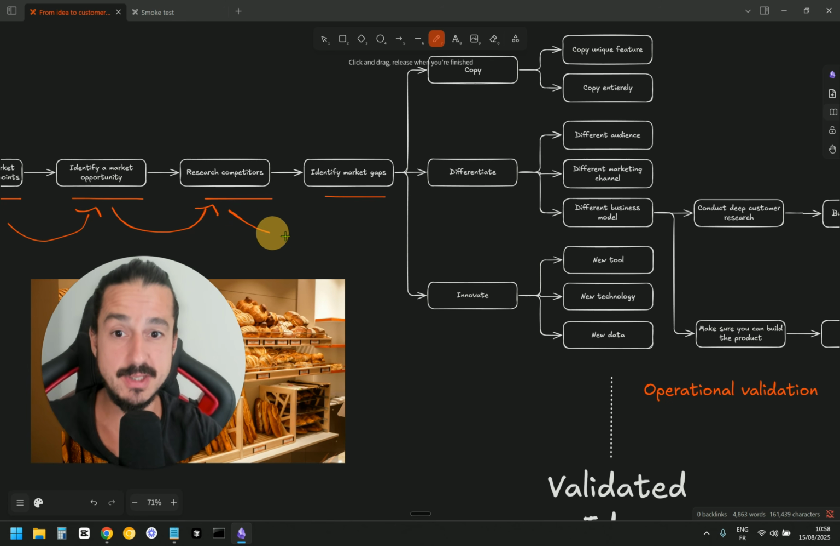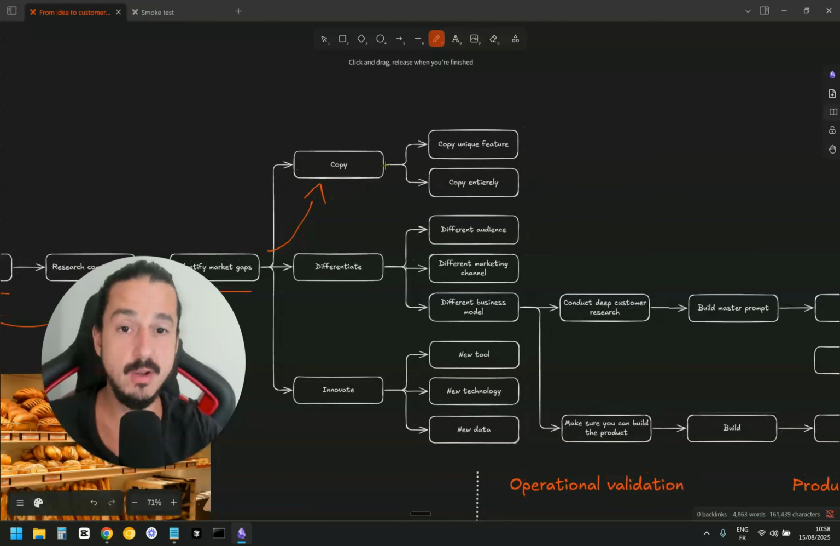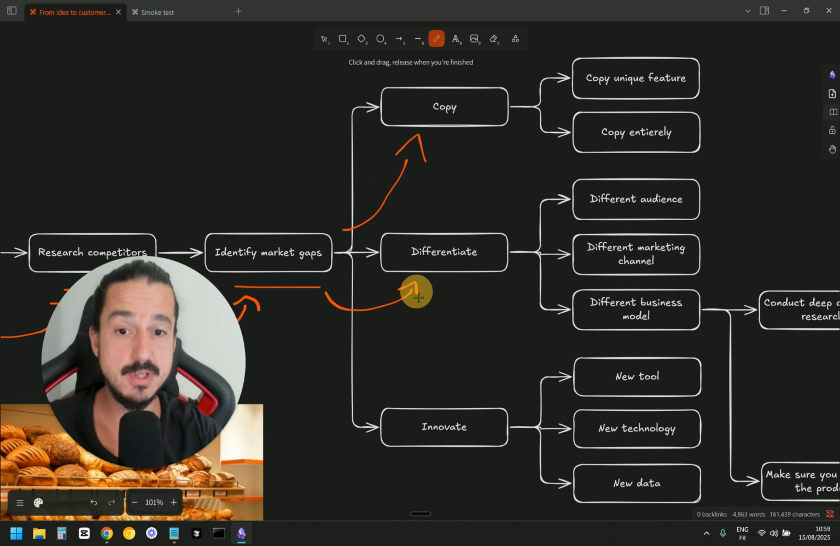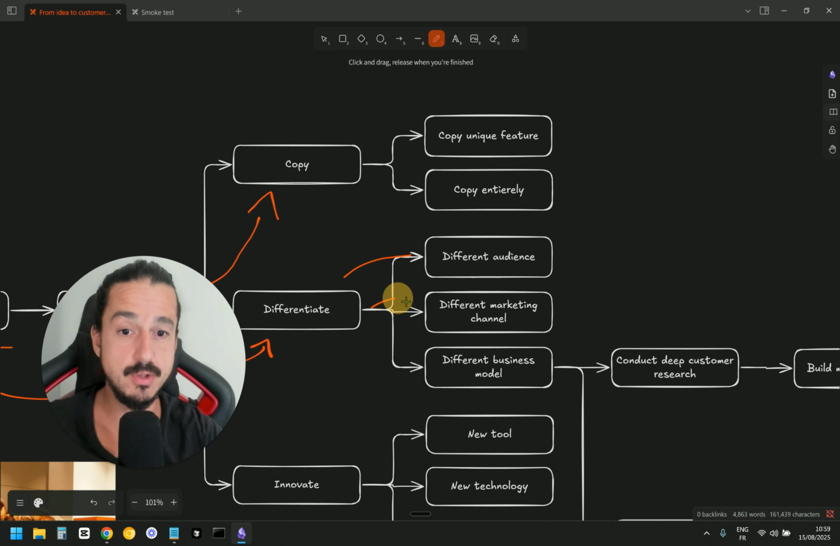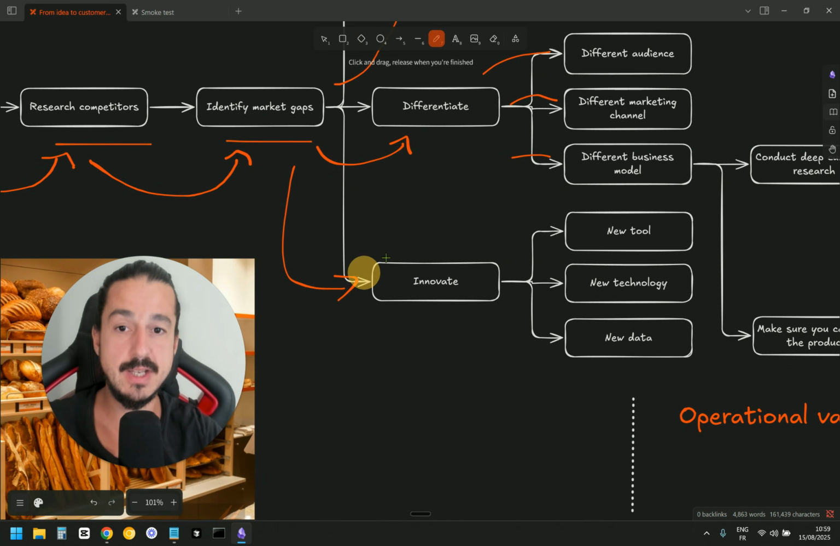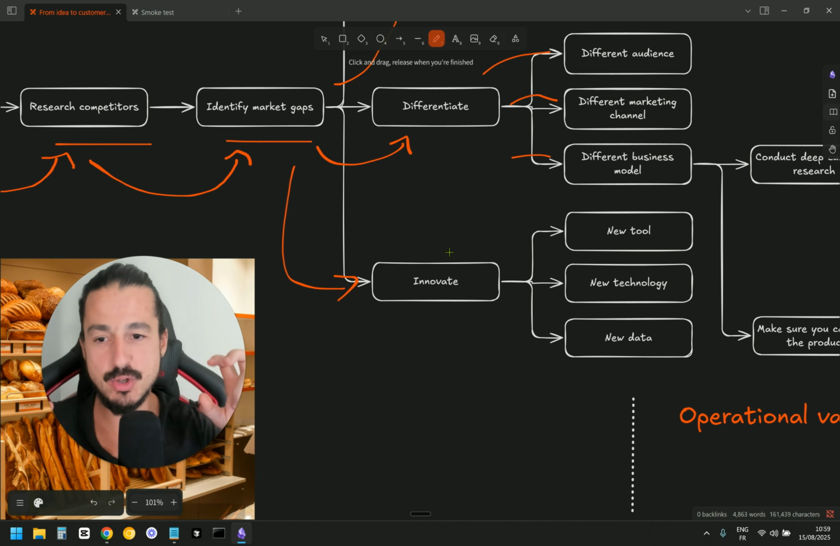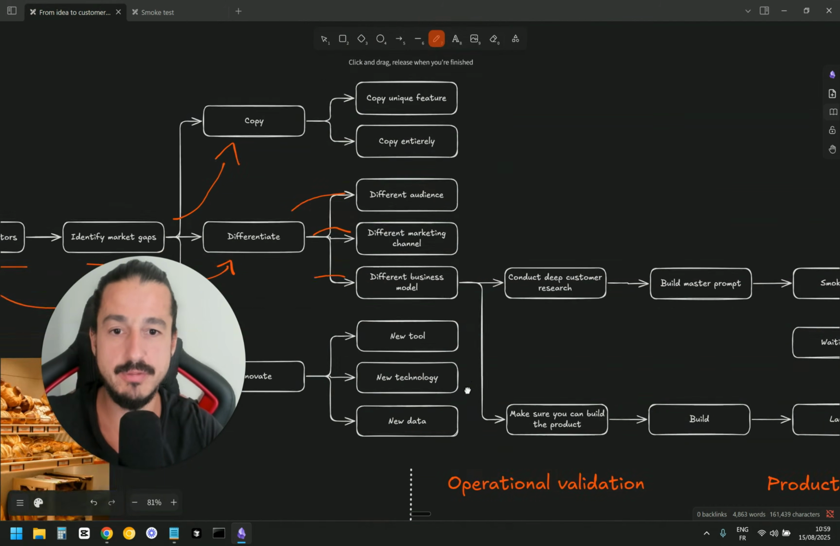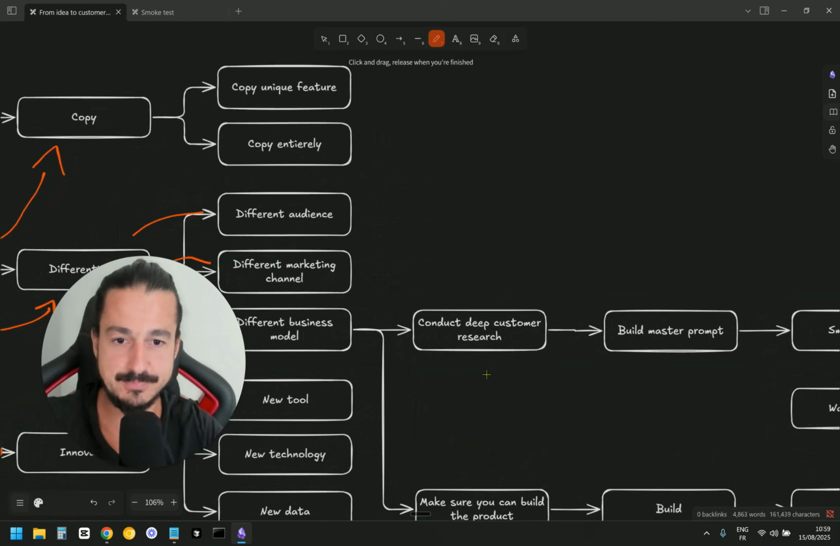Once you have this list of competitors, then you have a choice that is offered to you. You can either copy exactly what they are doing and just not overthink it. Valuable option. Keep it ethical though, as much as possible, of course, but it's possible. You can differentiate by, for example, having a different audience, a different marketing channel, a different business model, or you can choose to innovate, which is the most dangerous, quote unquote, but could also be the most rewarding. It's not the one I would advise, especially for first-time founders.